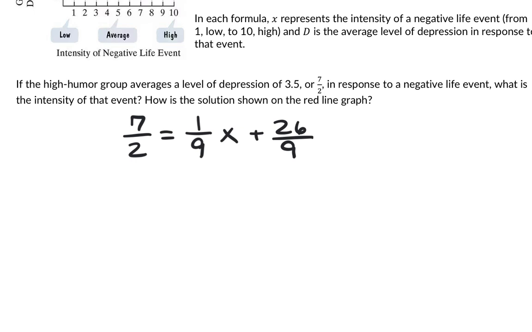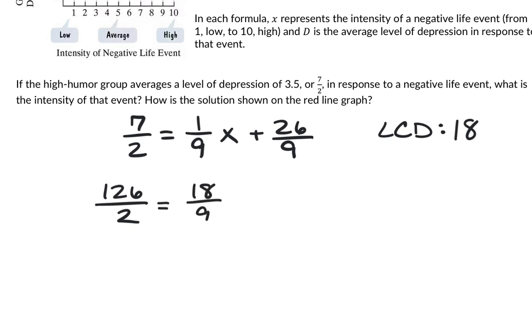But what we did to solve these when there were fractions involved is we got rid of the fractions pretty quick. What did we multiply the whole thing by when we were solving these? The least common denominator. So what is the least common denominator here? 18. We're going to multiply every single term by 18. So 7 times 18 is 126, just to fast forward. 1 times 18 is 18. And 26 times 18 is 468.